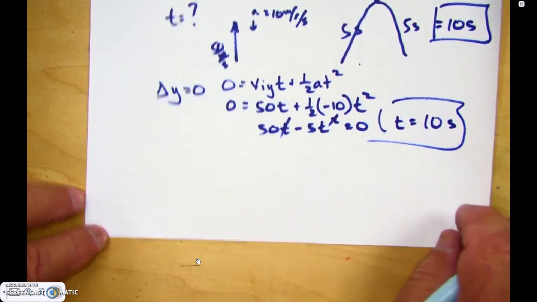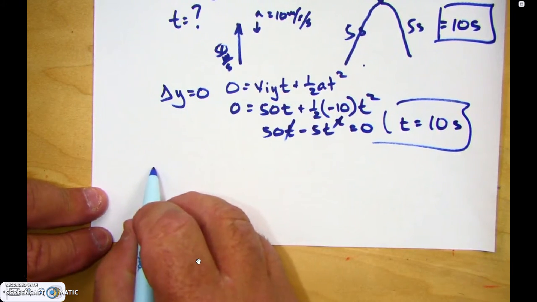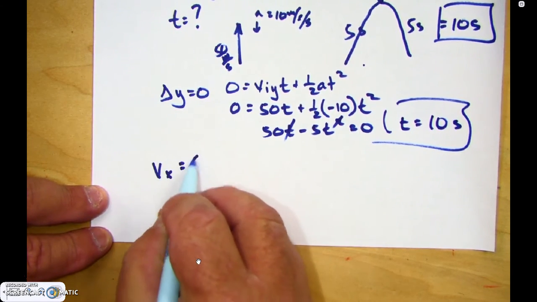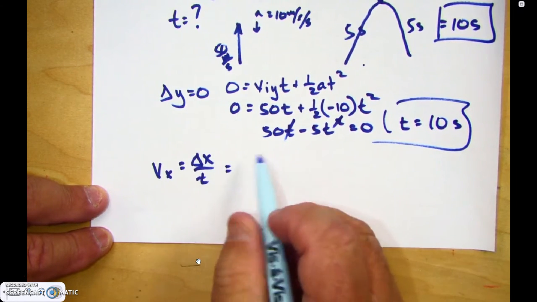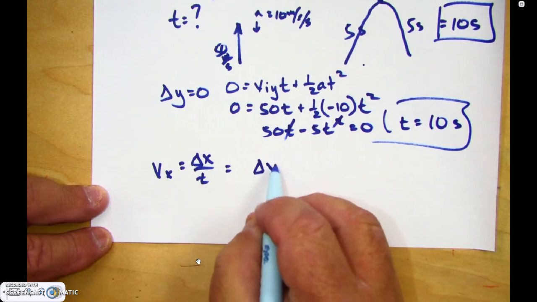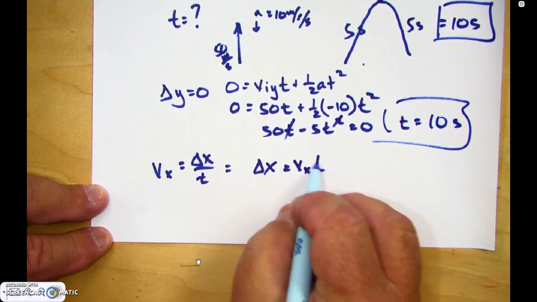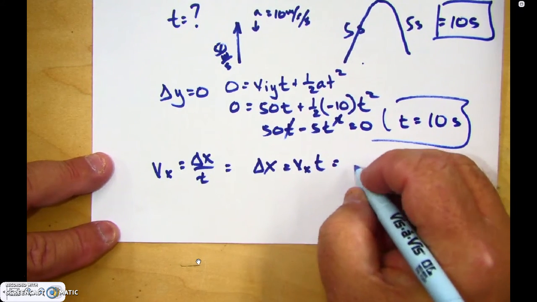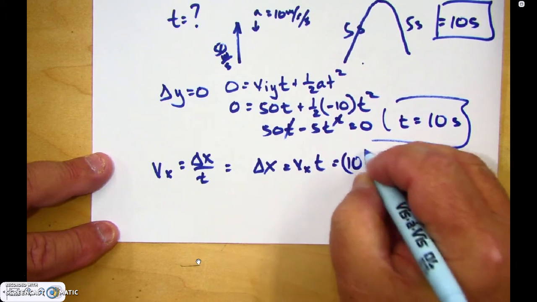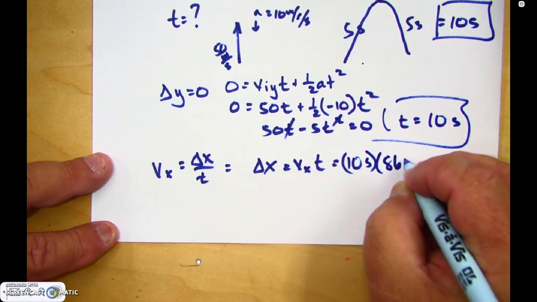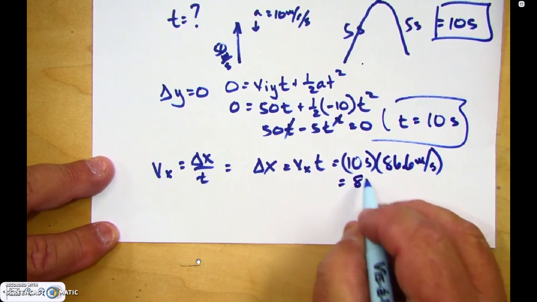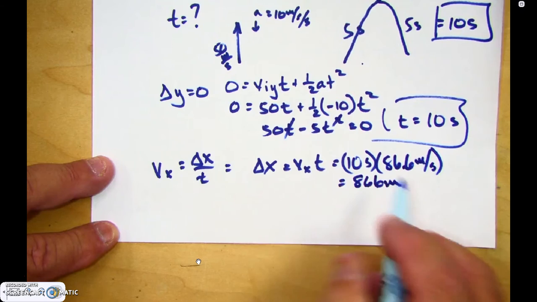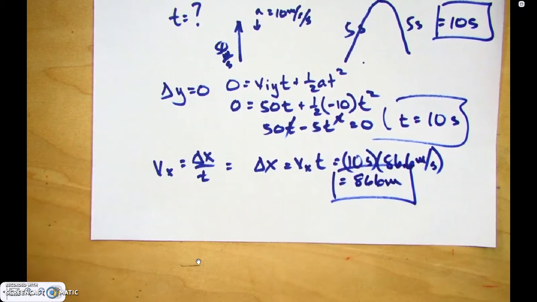Next thing is I want to go to delta x. Well, Vx is equal to delta x over t. So therefore, delta x is equal to Vx times t. So we have 10 seconds times 86.6 meters per second, 866 meters. That's pretty good.